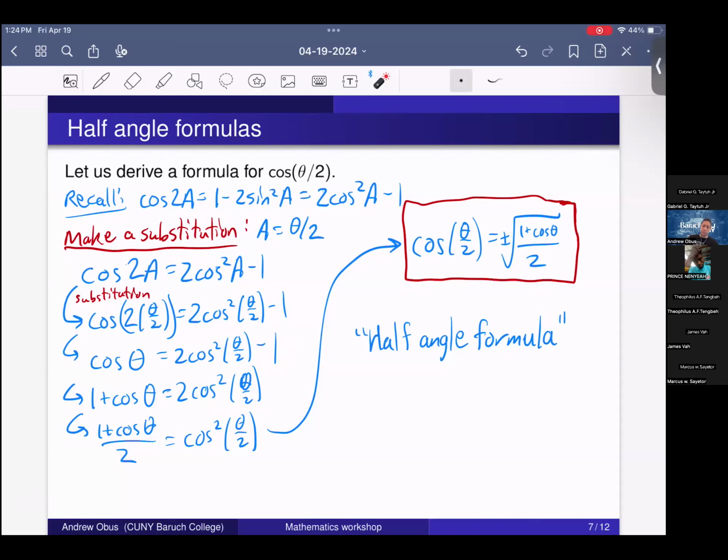A change of subject. Cos theta over 3 is going to be a harder formula. I don't know how to do that from here.